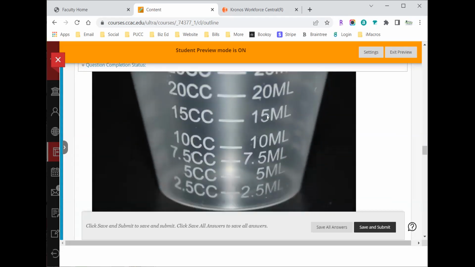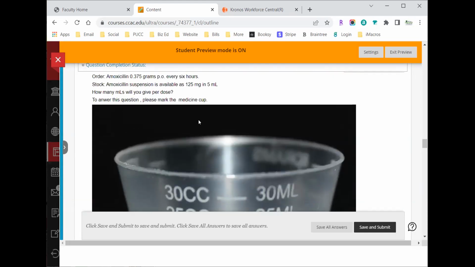Yeah, so I'm going to drop a pin on the 15. I think I put it at 15 cc's. Now they might mark this wrong. It just depends on how far their range is for the correct answer. But 15 cc's technically is correct because a cc is an ml. But the best answer would be the 15 ml because it says how many mLs would you give?